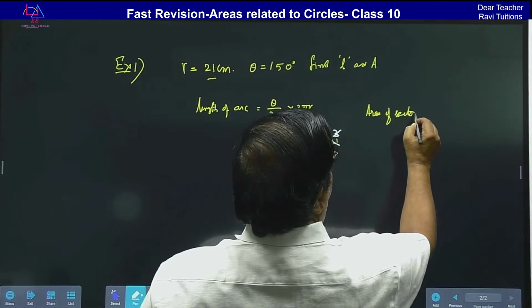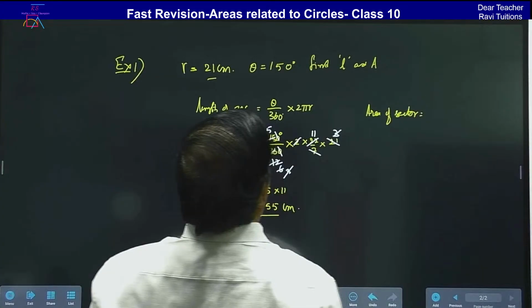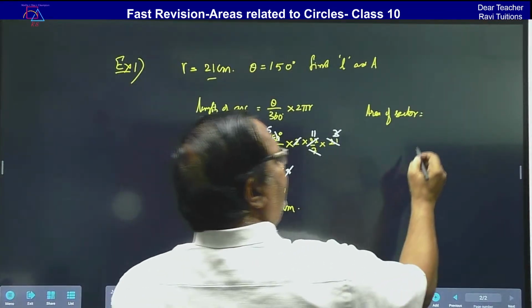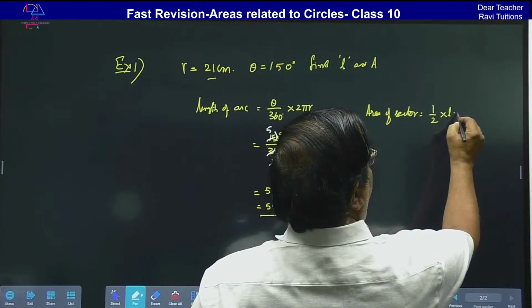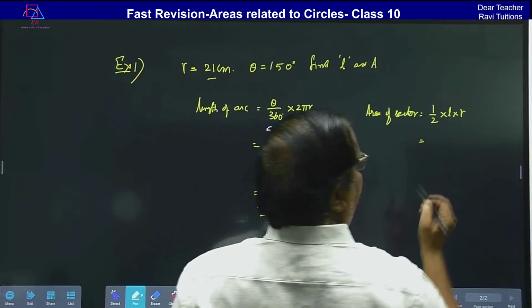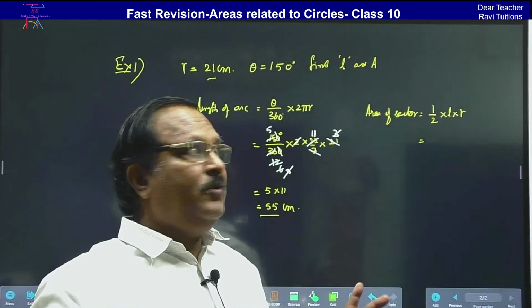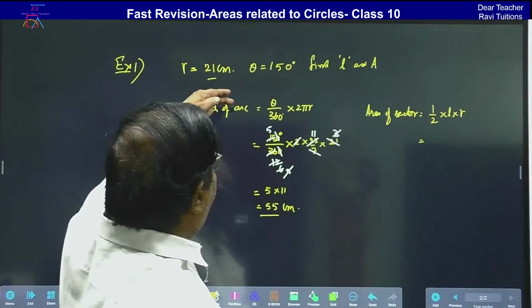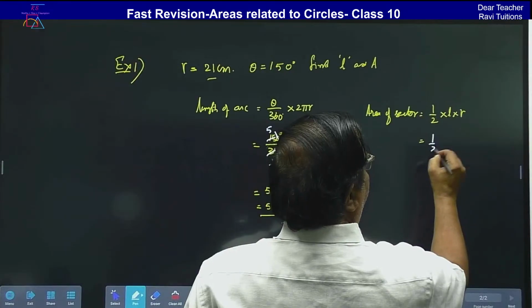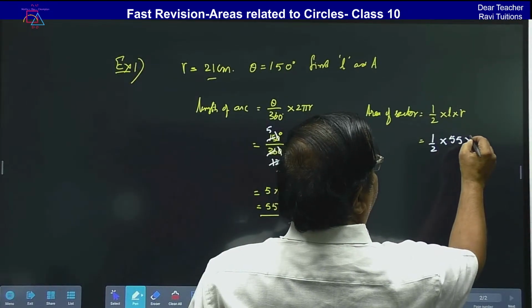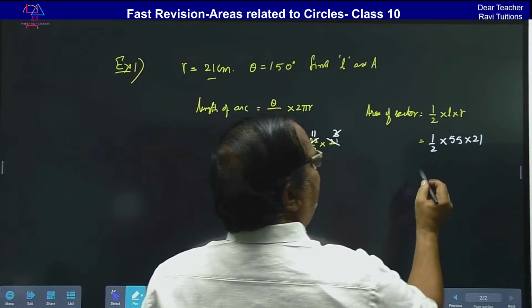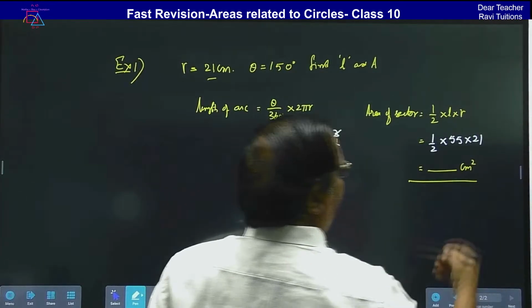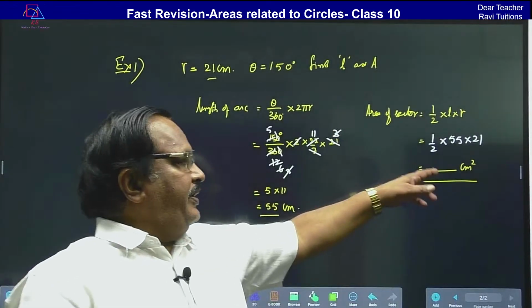Area of sector, write the formula. Because we have got L, we can write a second formula, half into L into R. That formula is also valid. No need to write theta by 360 into pi r square, because we already have L. So half into L is 55, radius is 21. This is the answer. I will write centimeter square. I am not doing the simplification.